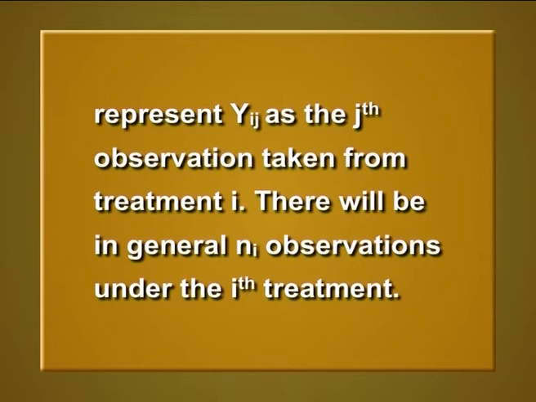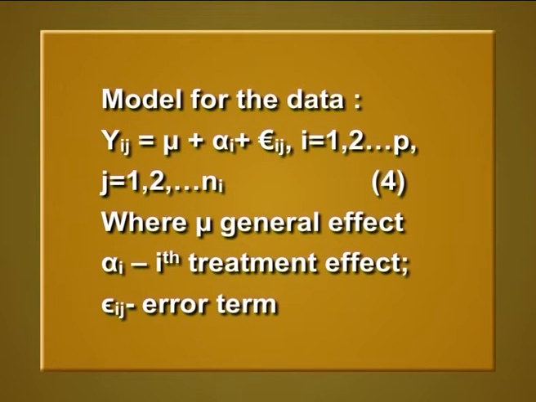Represent Yij as the jth observation taken from the ith treatment. There will be in general ni observations under the ith treatment. The model for this data is Yij = mu + alpha i + epsilon ij, i taking the values 1 to p and j taking the values 1 to ni, where mu is the general effect, alpha i is the ith treatment effect and epsilon ij is the error term. The same model is used under one-way classification.